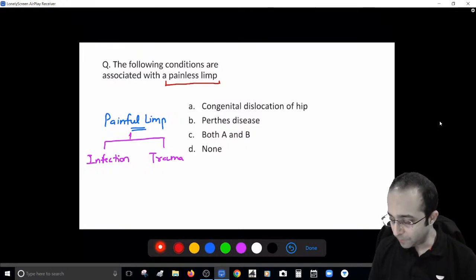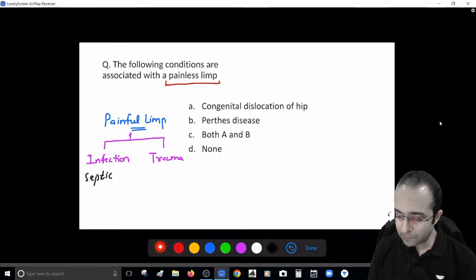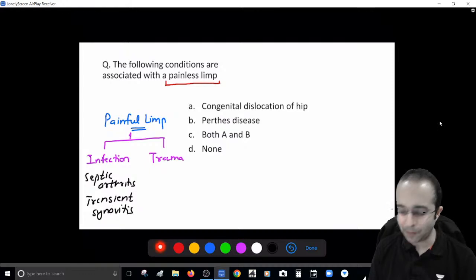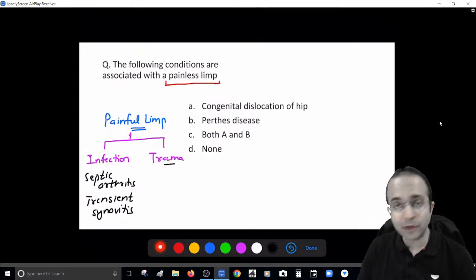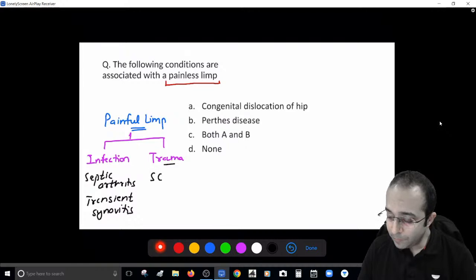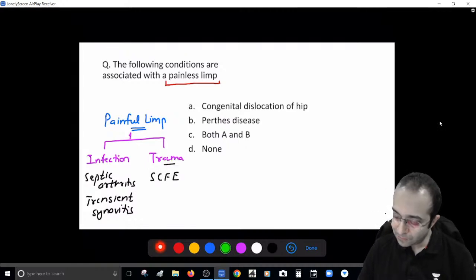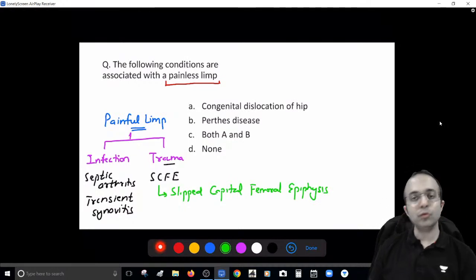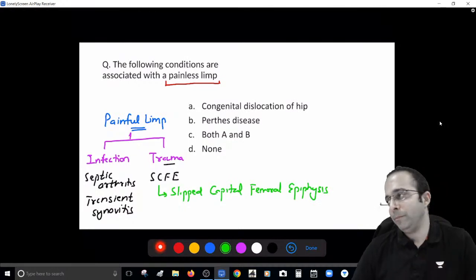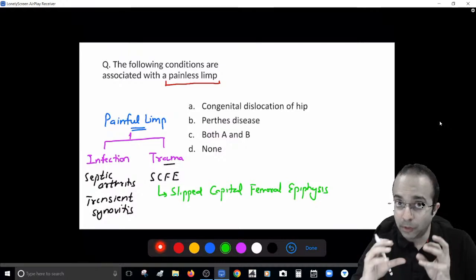Like I'll give you some of the examples here. Septic arthritis, infection. Then there is a disorder called transient synovitis. Because of some non-specific reason, some synovitis happens in the hip. Inflammation, pain. Trauma, it could be simply an accident or something, or it could also be this condition, slipped capital femoral epiphysis. I think you're familiar with this disorder also. Because of the body weight, the growth plate of the neck of femur is ruptured. Slipped capital femoral epiphysis. So these are the scenarios where you have to think about a painful limp, because there is generally some kind of a trauma or infection involved.